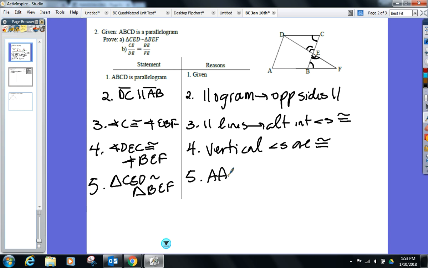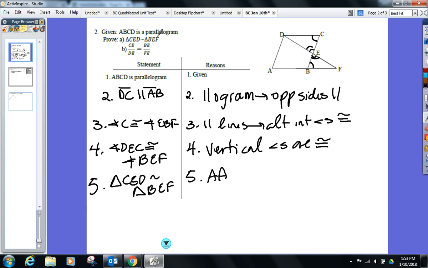And then part B. Take a look, and don't just assume CSSTP here. Make sure those sides do match up, because maybe they're looking for something else. All right, so let's see. CE does match up with BE.